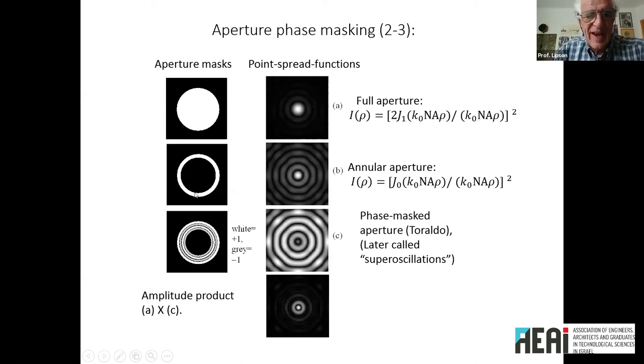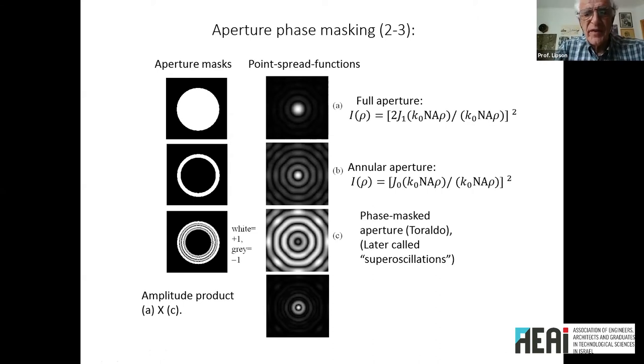If we take a ring aperture around the edge, we can get slightly better resolution. It's a zero order Bessel function instead of a first order Bessel function, and you get a very small improvement in the resolution. And this is in fact the best you can do with a simple aperture. You can see that it wastes light. Most of the light going through the center of the aperture is not used. So this immediately shows you the price is in the degree of light usage.